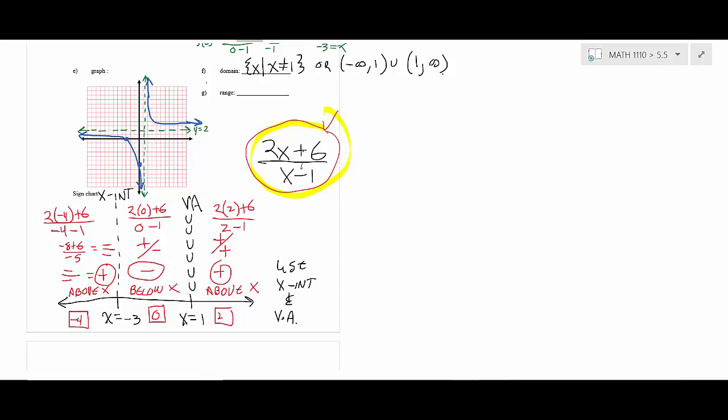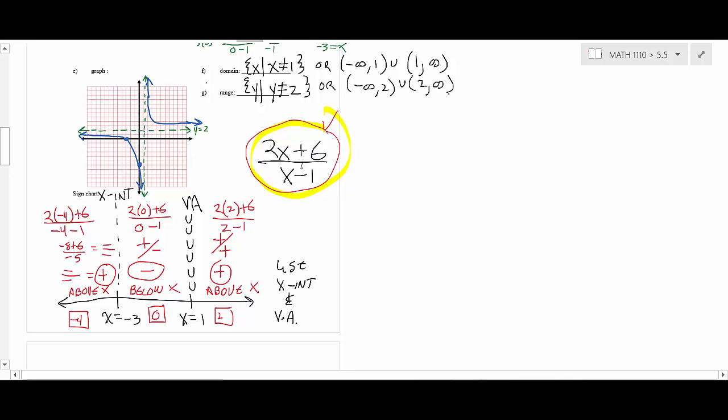So what we would say on the range on this is we'd say this. You can write it as set of y, y is not equal to 2. So you look at the horizontal asymptote on that. So that one, y is anything but 2. And if you wrote that in interval notation, you would say negative infinity to 2, union, and then 2 to infinity, like that. Okay, so that's how you would write your domain and range.